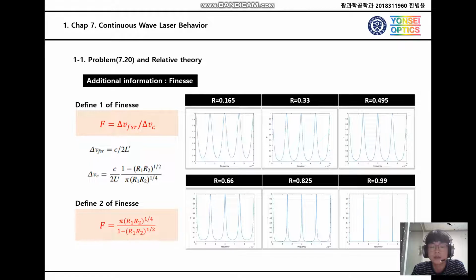Second is finesse. Finesse is defined by the following formula and indicates how narrow the transmission peak is compared to the free spectral range. Using this, we can define a second definition of finesse. As reflectivity increases, finesse increases, or we can say resolving power is improved.